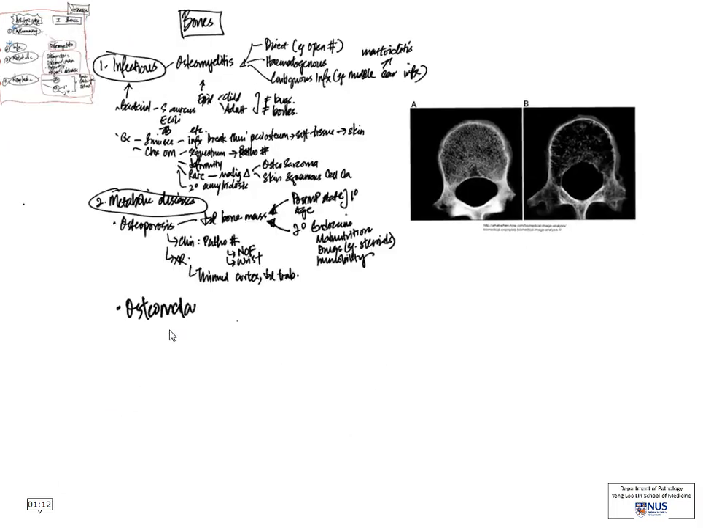Now the next condition is osteomalacia. Osteomalacia is defined as decreased bone mineralization. So this is not the same as osteoporosis. In osteoporosis, the ratio of the mineral content to the osteoid is the same, but in osteomalacia there is actually decreased mineral content relative to osteoid. So decreased mineralization of osteoid.